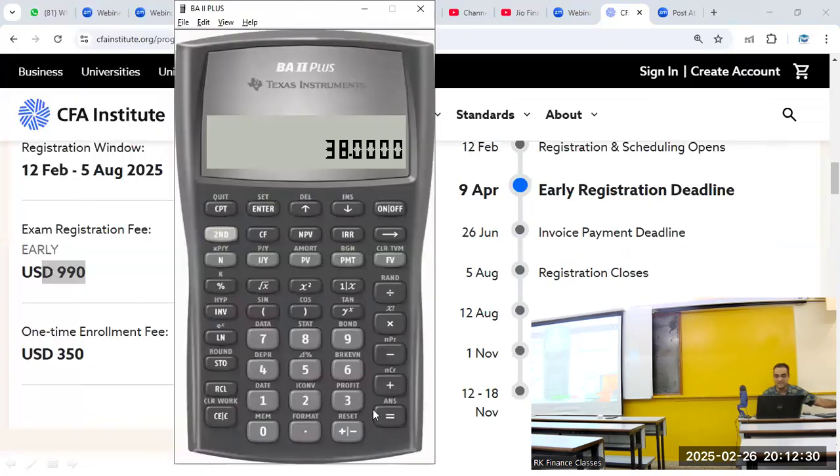Dollars obviously, not rupees, unfortunately. 990 and 350. So 990 plus 350 is $1340 and GST, 18% on that. So if I go with level 1 November, it's $1340, $350 plus $990.